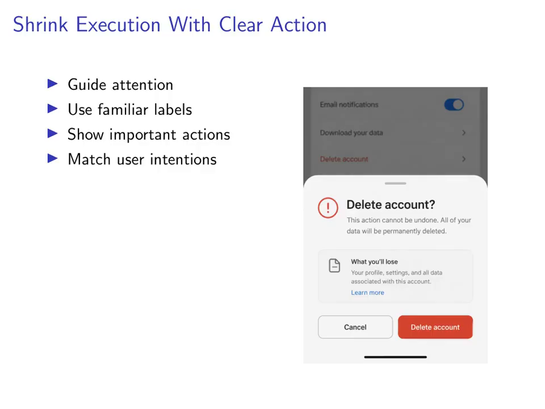One way to shrink the gulf of execution is to make the next likely action visually clear. This means the interface should guide attention in a way that matches the user's goal. Recognition is easier than recall. Interfaces should expose important actions. Use familiar labels, show context where possible, and match controls to the user's intention.